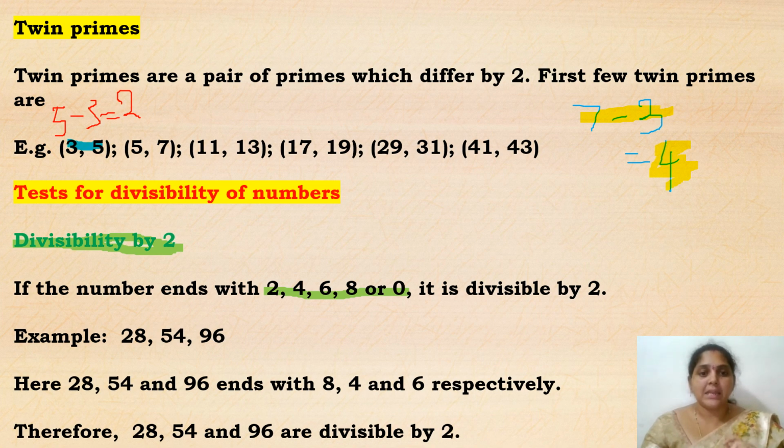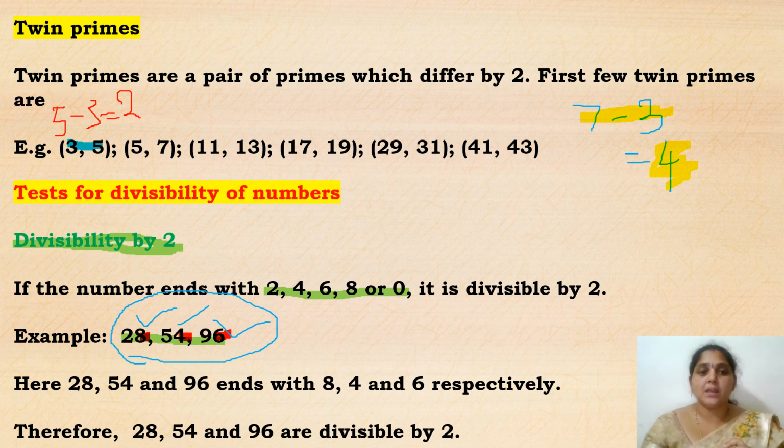Here I have taken 3 numbers: 28, 54 and 96. If you observe here, what is my ones place value? 6, 4 and 8. Now, if you compare these numbers with the 2 table, is 8 in the 2 table? Yes, 8 is in the 2 table. 4 is in the 2 table. 6 is in the 2 table. So all these 3 numbers are divisible by 2.